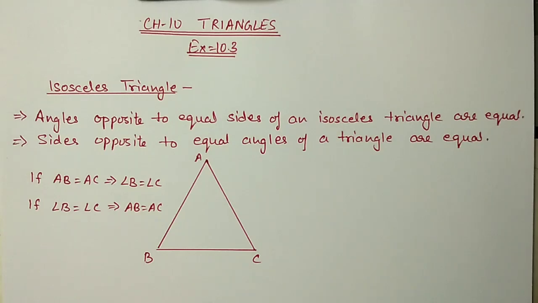Hello students, we are doing chapter number 10, triangles, and today we will start exercise 10.3. This exercise is based on the isosceles triangle. An isosceles triangle means a triangle which has two sides equal.